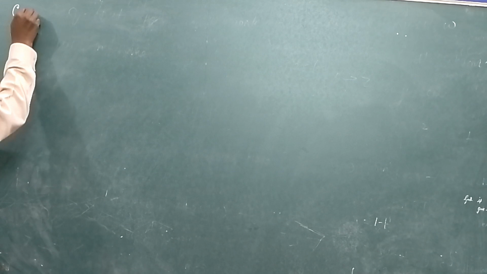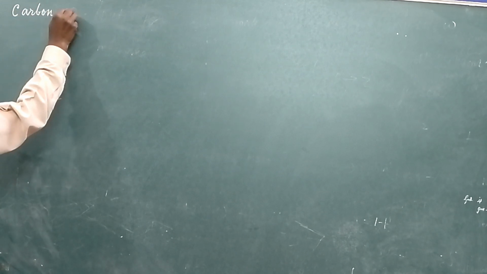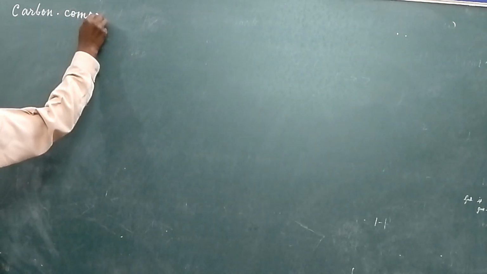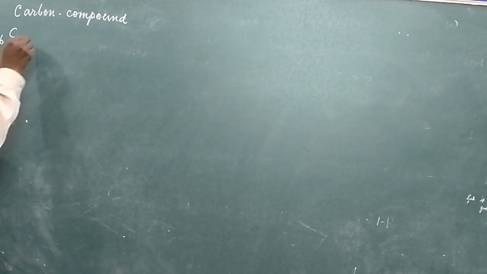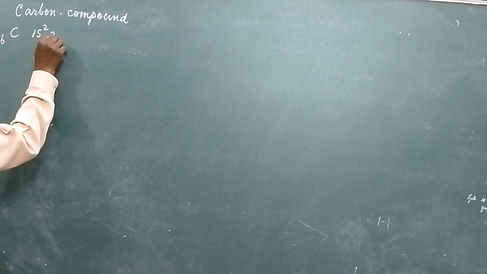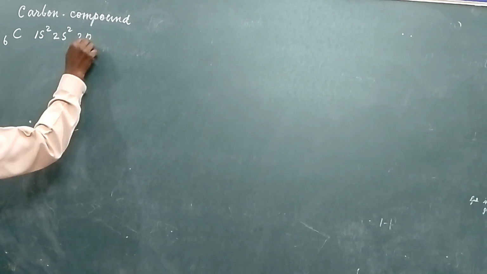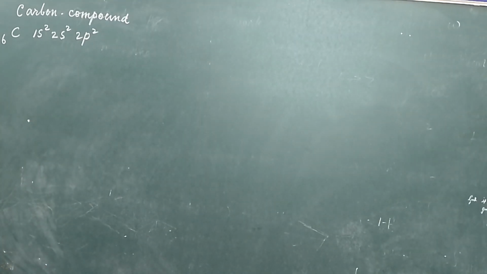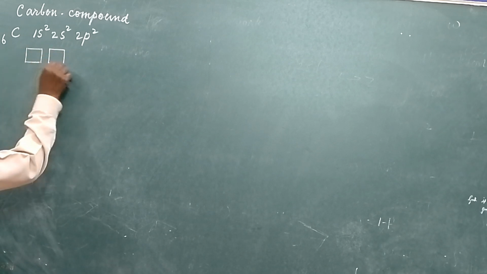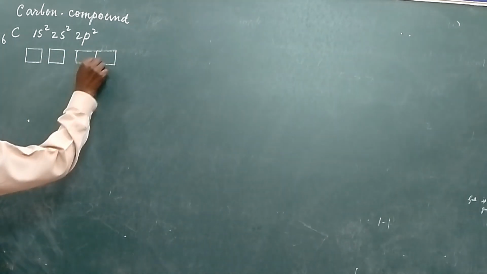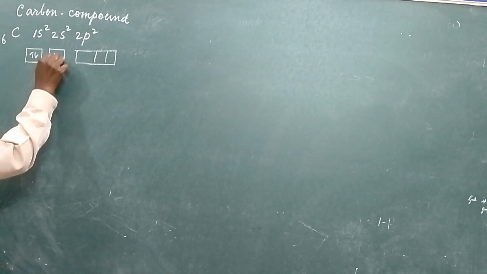See, the organic chemistry mainly deals with the compounds formed by carbon compounds. Carbon, its atomic number is 6. So its electronic configuration is 1s2, 2s2, 2p2. Suppose this electronic configuration is drawn, it is drawn like this: 1s2, 2s2 and 2p2.